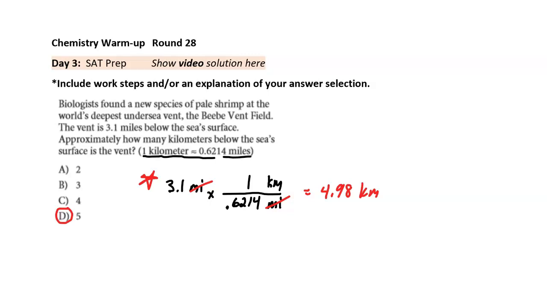For example, 3.1 miles is really close to just 3 miles. And in our fraction, we could think of it as 1 kilometer on top, and in the bottom, round this to 0.6 miles. This would be a lot easier to divide. You could do this with long division if you wanted. 0.6 divides into 3.